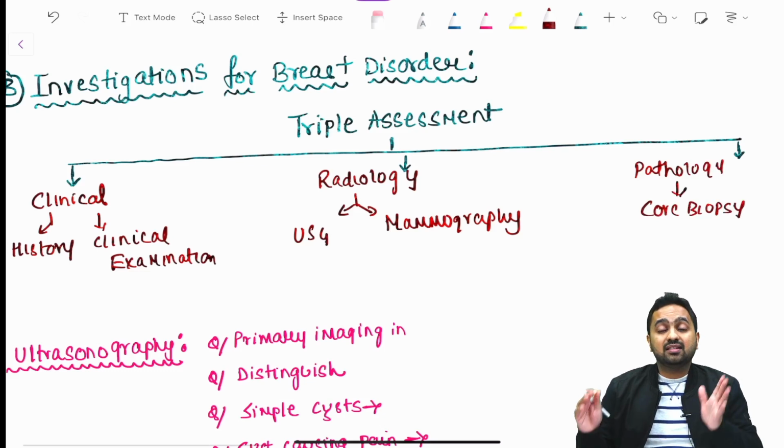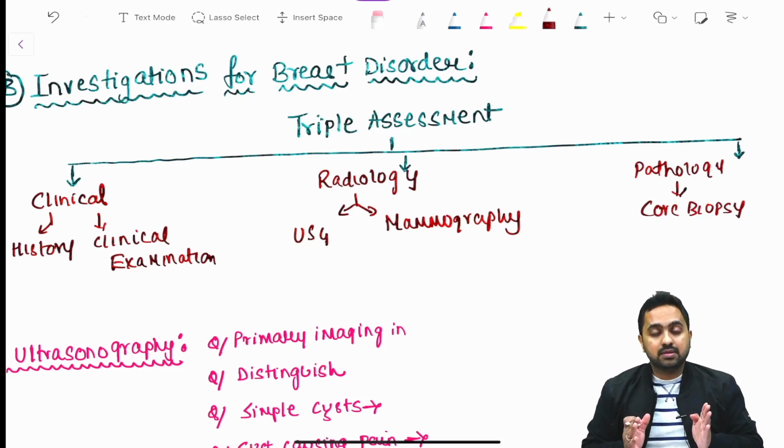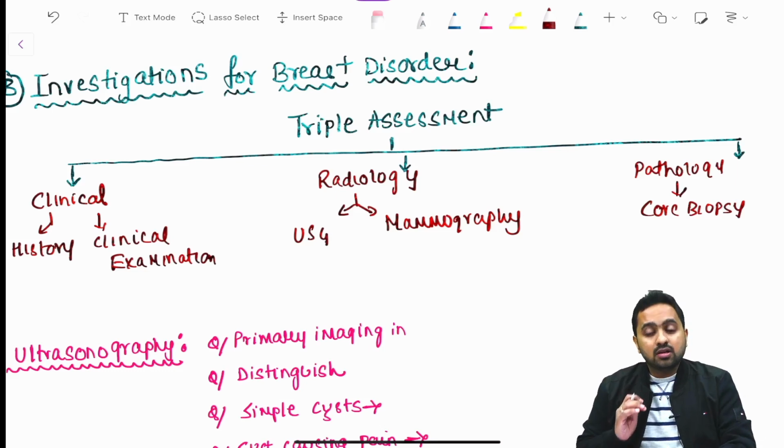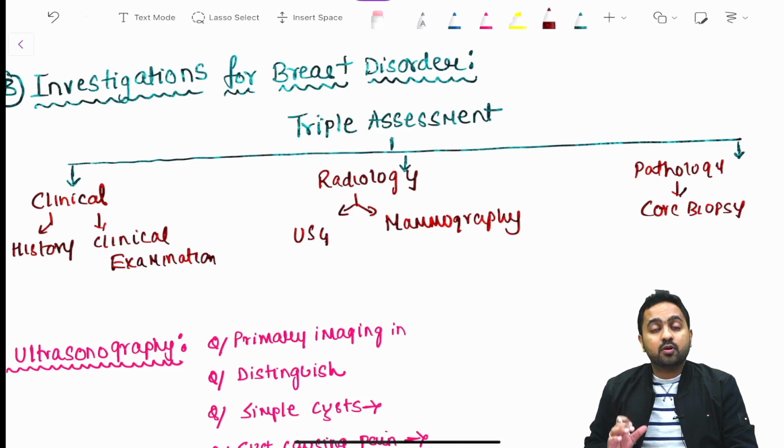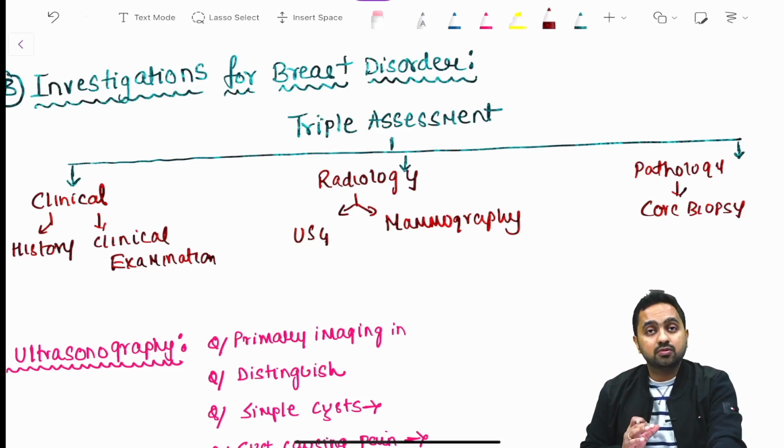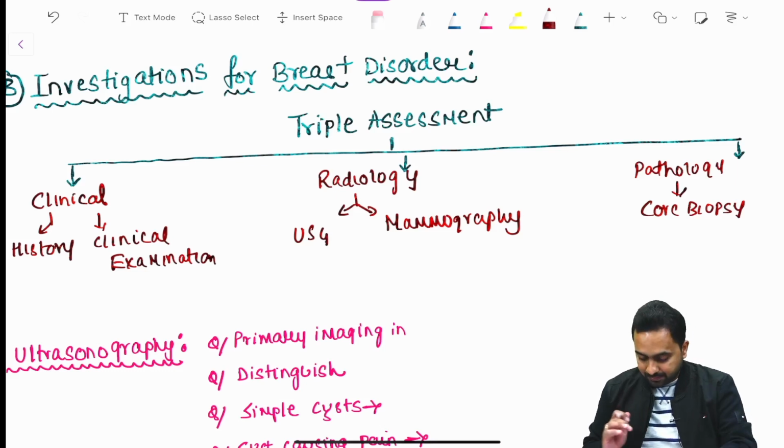Please remember that nowadays the standard is core biopsy. Even your new edition of Bailey and Love, the 28th edition, has gone away with mentioning of your fine needle aspiration cytology. So the standard for your pathological diagnosis of any breast tumor or a lump would be a core needle biopsy. Now let's understand a few important points with respect to your ultrasonography, mammography, core biopsy and few other investigations that are occasionally used in evaluating your breast disorders.